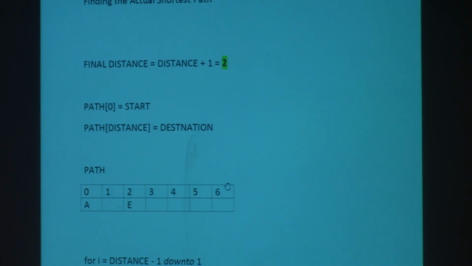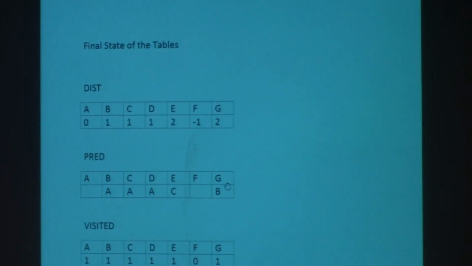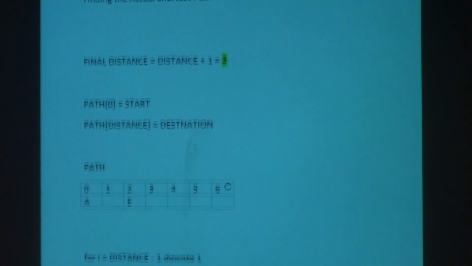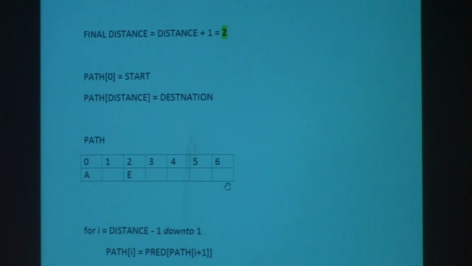And now we only have one value to get, and that value is going to be gotten from whatever node is the predecessor of E. And the predecessor of E is C. So the path is going to be A, C, E. That's the shortest path. That's the idea. Any questions about that? So it's the shortest path algorithm.